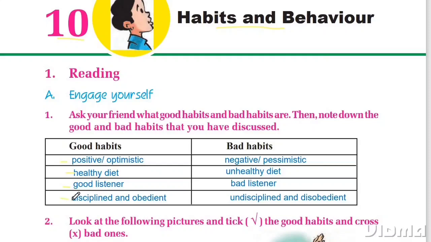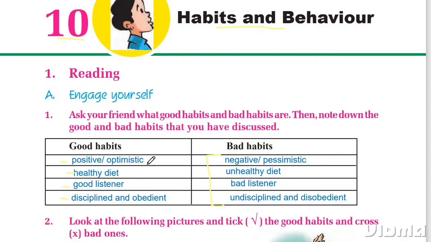Disciplined and obedient. If you are under control, you obey your teachers, your elders, your parents, your guardians, then you are disciplined and obedient. This is one of the good habits. Okay, now these are some bad habits.